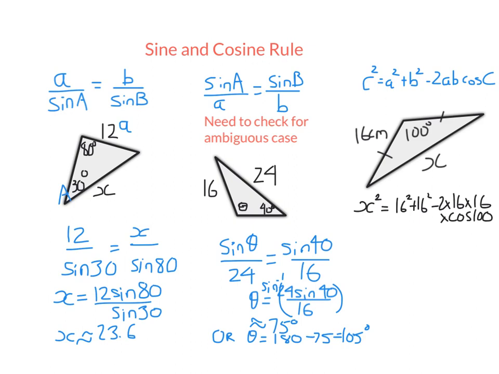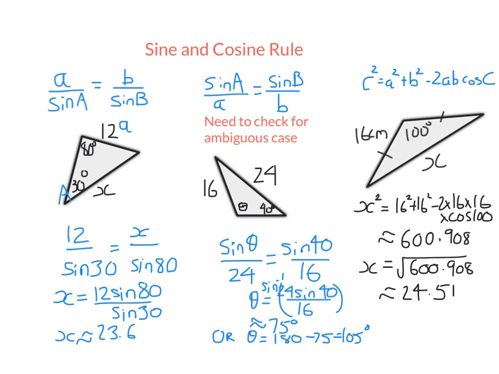If I put all that into my calculator, I get the answer about 600.908. That is not the answer, that's x squared. So x will just be the square root of the answer I just got. If I put that on my calculator, the answer I get is about 24.51. That is side length x.